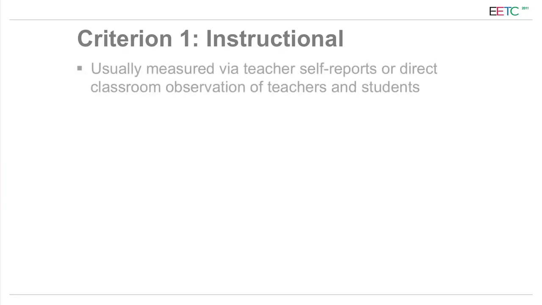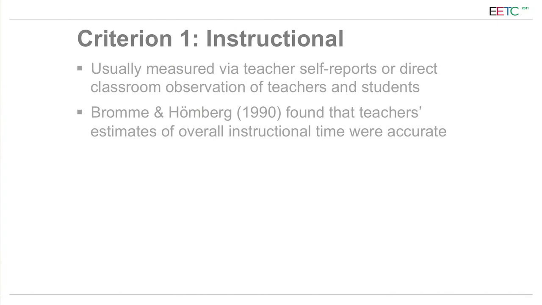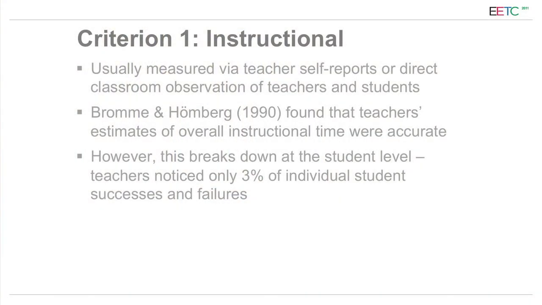So usually what this means and how we measure whether time is instructional is, we heard about the proverbial stopwatchers this morning. They sit in the back and they stopwatch teachers, right? And they try to figure it out. Well, some researchers, Brom and Hermberg, found that teachers' estimates of overall instructional time at the classroom level was accurate. When they were in the back stopwatching and then said to the teachers, about how much time did you spend on reading comprehension? The teacher said, oh, today I spent 45 minutes or so. And that pretty much aligned with what they found. But they only noticed about 3% of the individual successes and failures of any given student in the classroom.